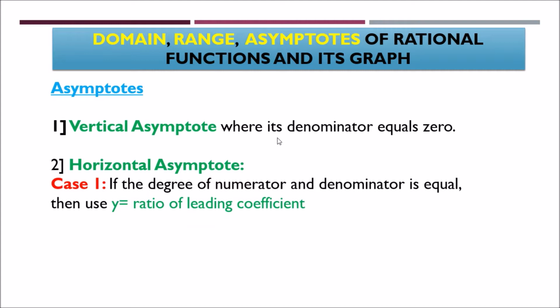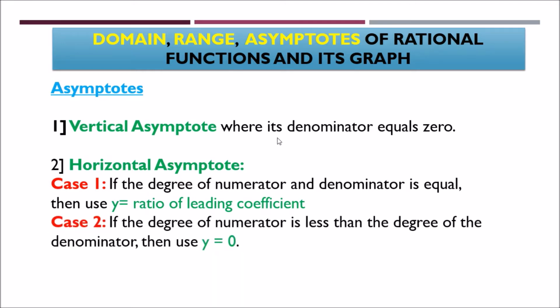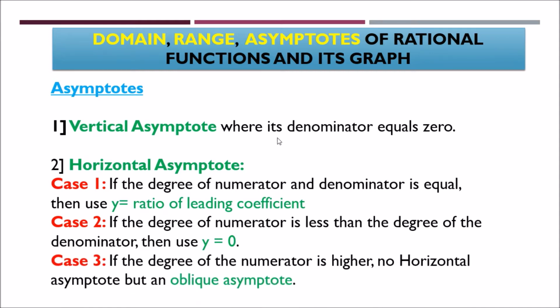And for horizontal asymptote, we have case 1 to 3. Case 1, if the degree of the numerator and denominator is equal, then we will use y equals the ratio of the leading coefficients. For case 2, if the degree of the numerator is less than the degree of the denominator, then we will use y equals 0. In case 3, if the degree of the numerator is higher, then there is no horizontal asymptote but an oblique asymptote.